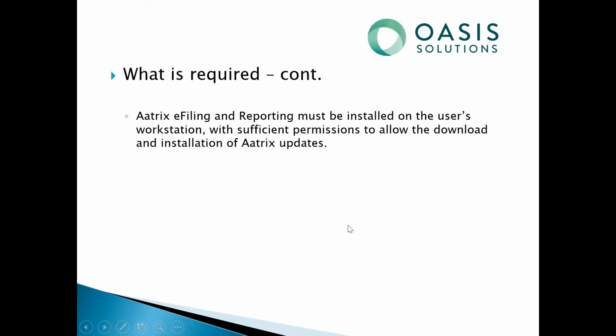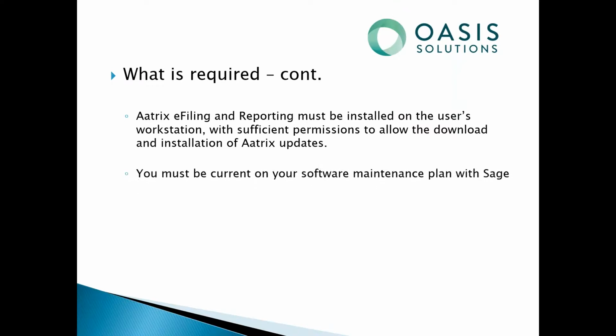Additionally, in processing W-2s, they are generated or printed through Atrix, which is a third-party product that is kind of built into your Sage. And you're probably already using that for your quarterlies and so forth, and to get new hire forms and things of that nature. So you do need to make sure that whoever is going to be doing the Atrix, whether it's printing, e-filing, or reporting, has Atrix loaded on their workstation with sufficient permissions that will allow the download and the installation of Atrix updates.